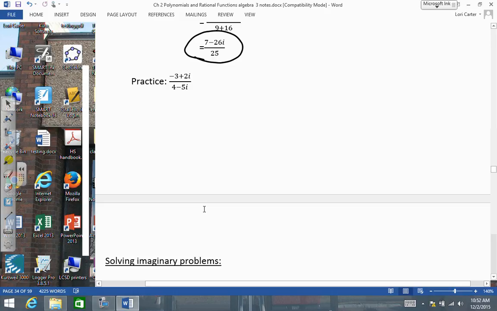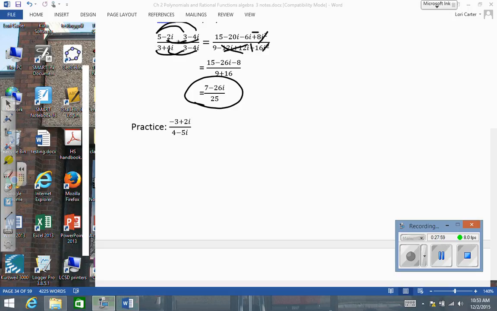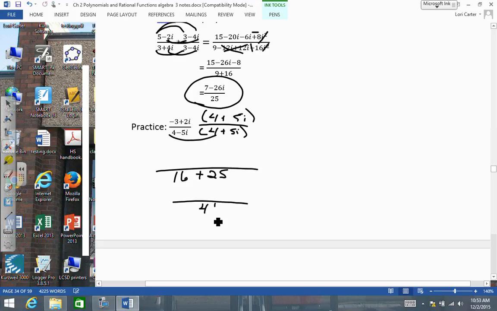You got that? So I'm either working ahead or you have 7. How do I get rid of this? Okay, we're multiplying by the conjugate, which is 4 plus 5i, numerator and denominator. What do we get on the bottom? 16 plus 25, which is 41.